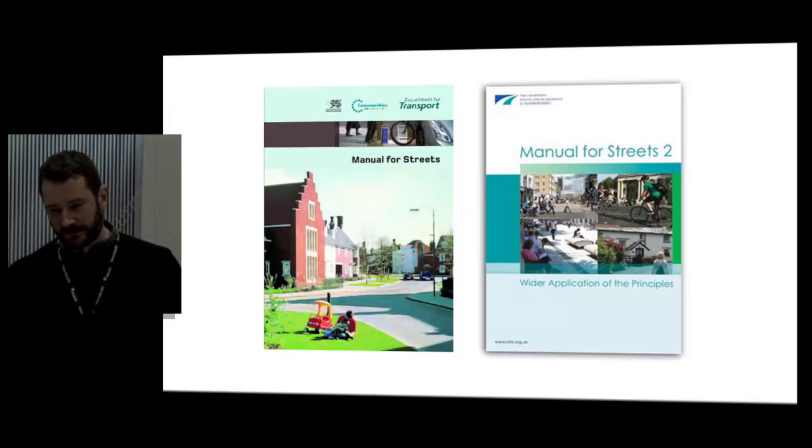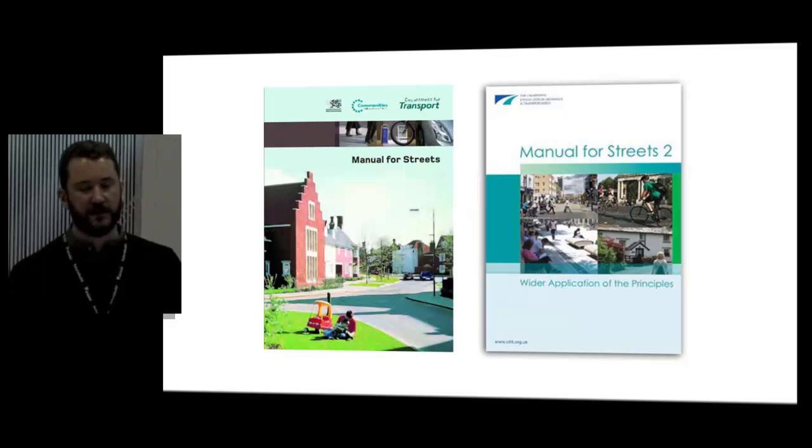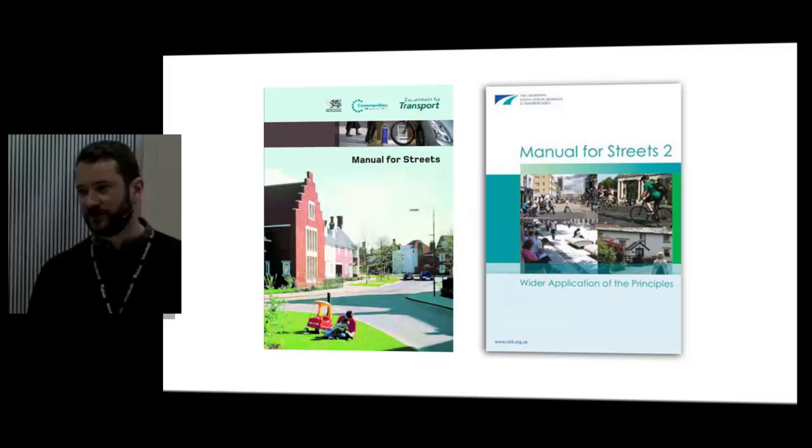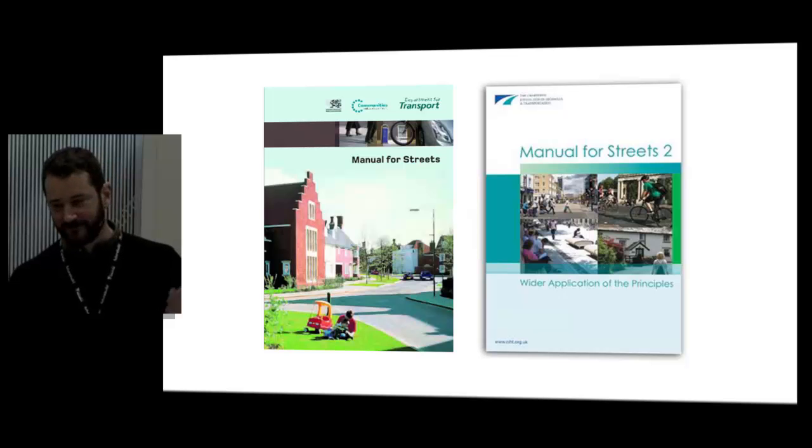Just a little summary of actually how do we get to this approach? How do we apply our thinking to street design? I've gone right back to Manual for Streets, which was published in 2008. I still refer to it in these presentations. It's year on year making me realise how old I'm getting.